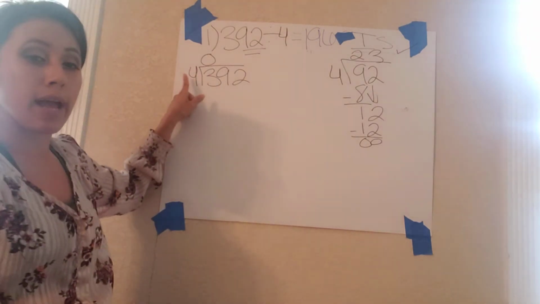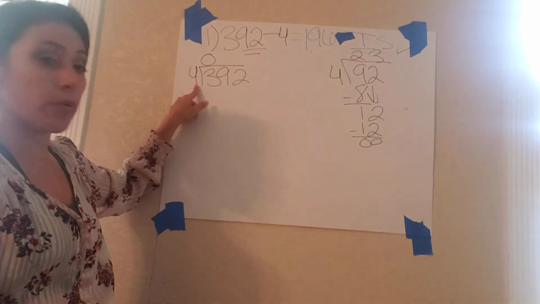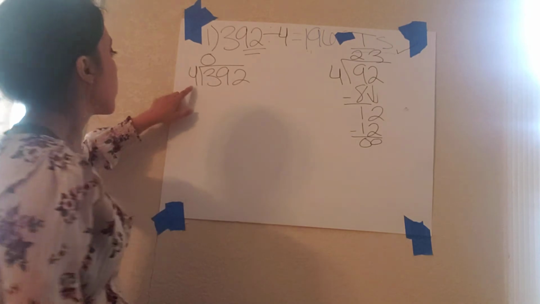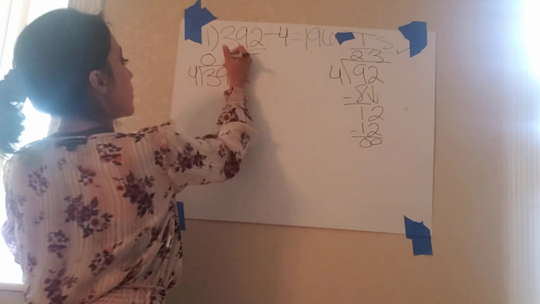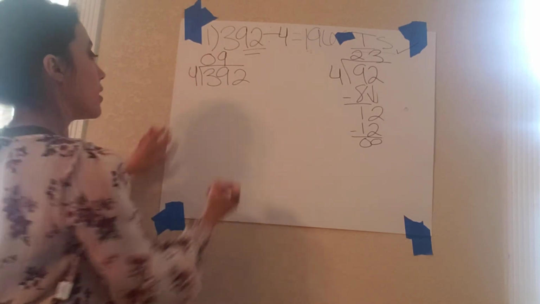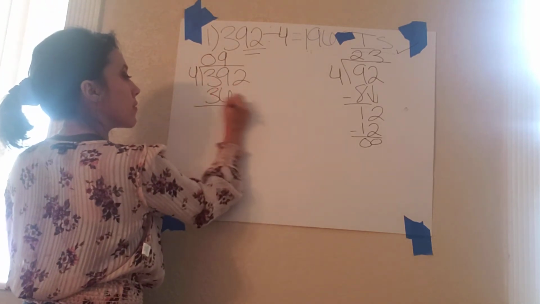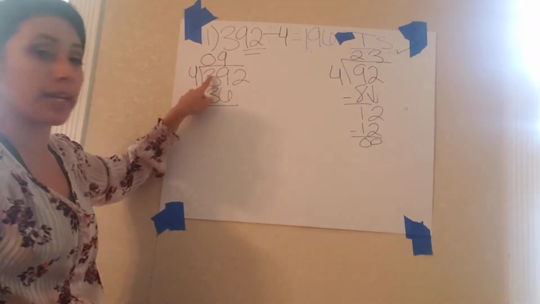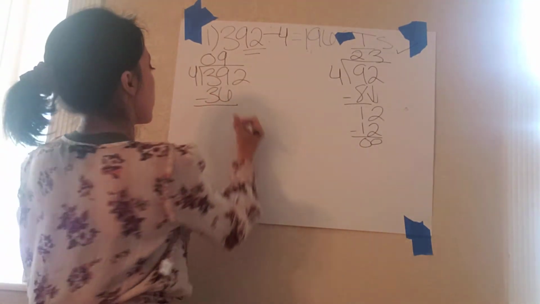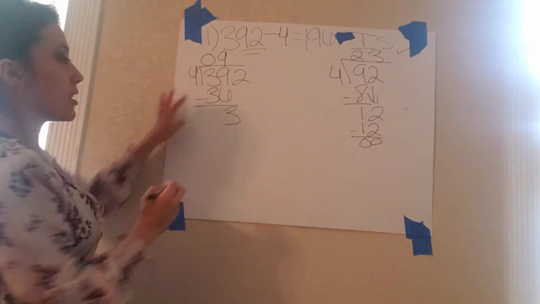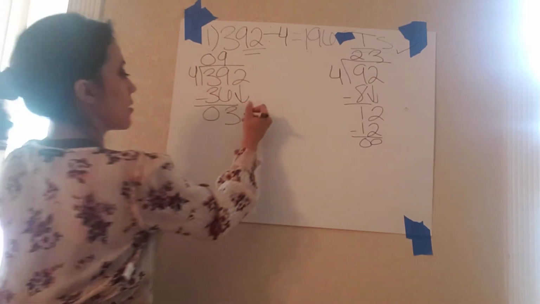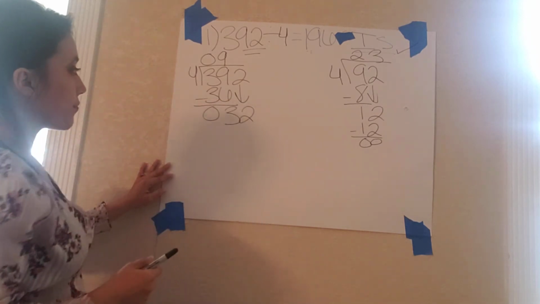And now we need to find out how many times does 4 go into 39? So, we know 9 times 4 equals 36. 36 is the closest number we can get to 39. So now we got to do 9 minus 6, which is 3. 3 minus 3 is 0. Bring down the 2 from the ones place, which is 2.